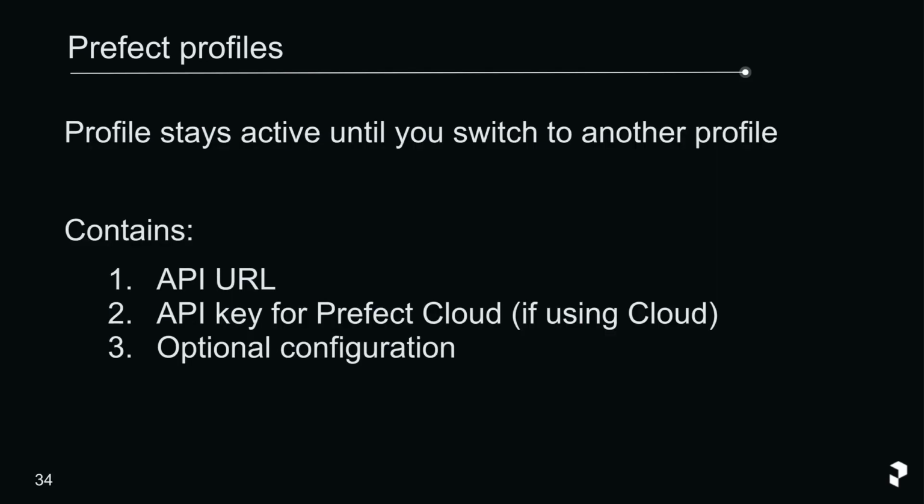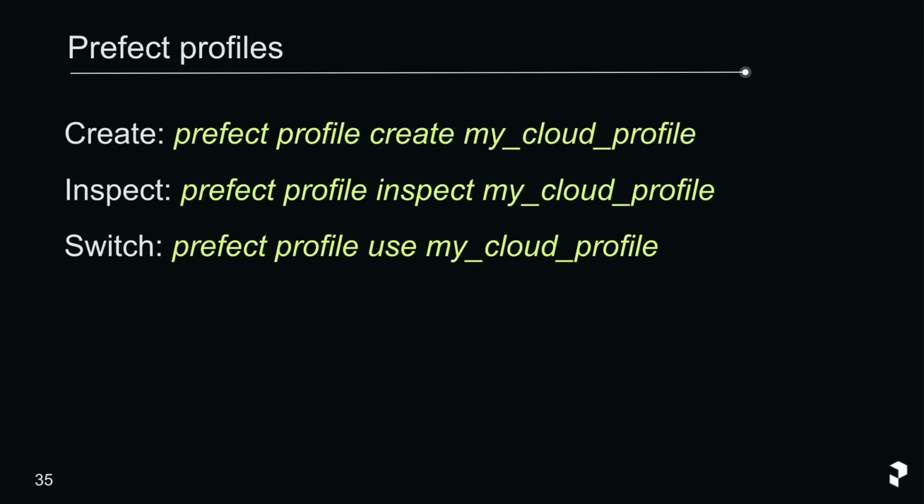A profile will stay active until you switch to another profile. And again, just to reiterate, they will contain your API URL, the API key for your Prefect Cloud account, and some additional optional configurations such as environment settings for your Prefect environment. Here are some quick little copy and paste commands that you can test out for yourself. These commands will help you create, inspect, and switch between profiles.